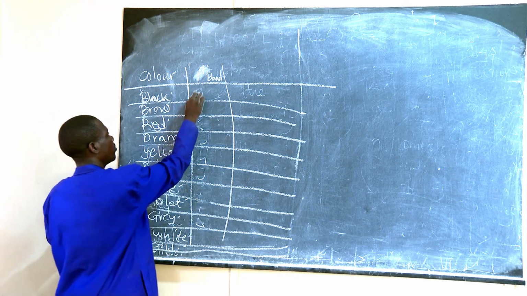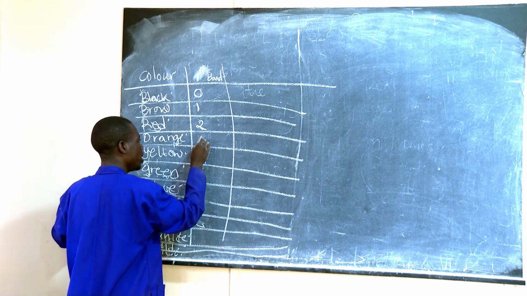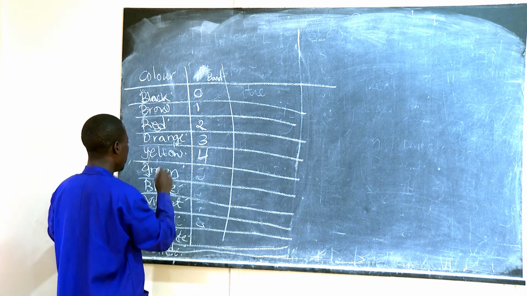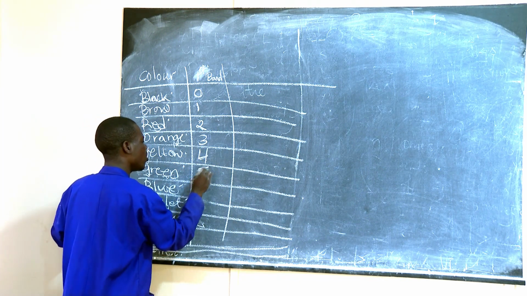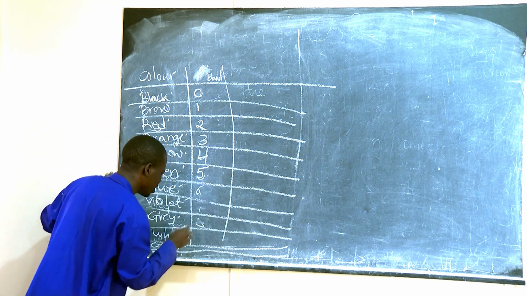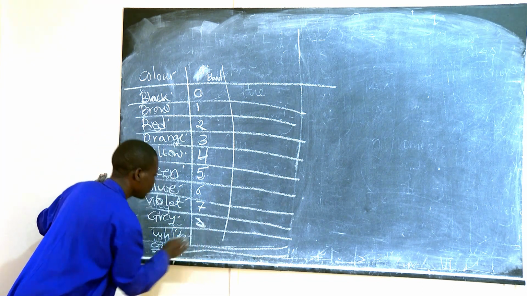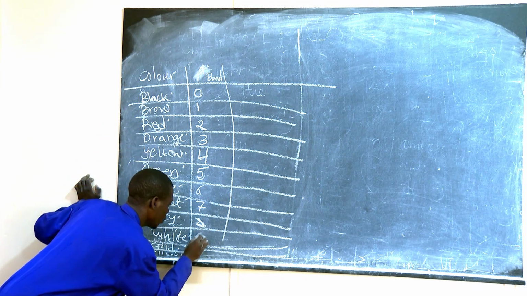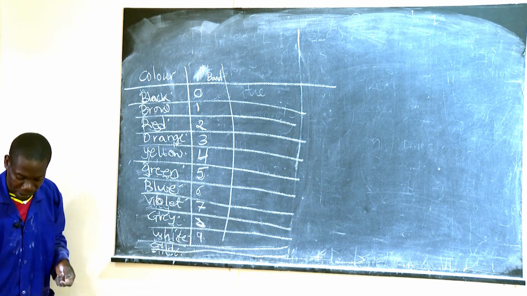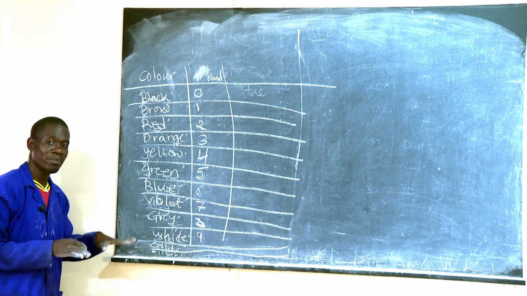So the first one is going to be 0. The second one is 1. This one is 2, that's red. Orange is 3. Then we have yellow, that will be 4. Then we have green, that will be our 5. Then we have blue, that will be our 6. Then we have violet, that will be our 7. Then we have gray, that will be our 8. Then we have white, that will be our 9. So we end at 9. So this last box is just there empty. So you just have to leave them empty. That's gold and silver, so for them, they are just empty.